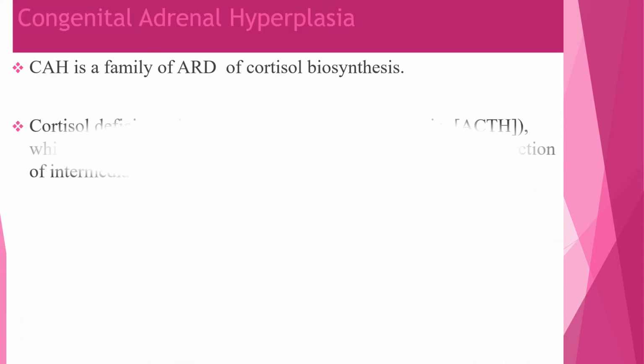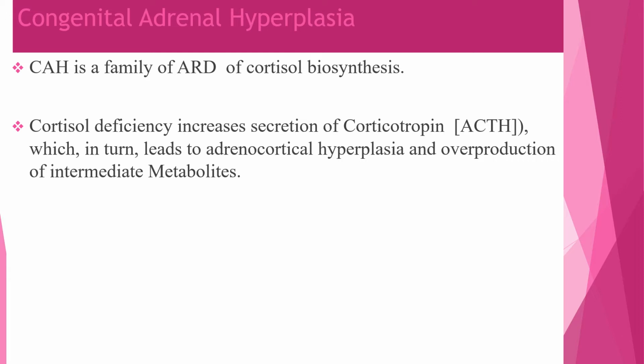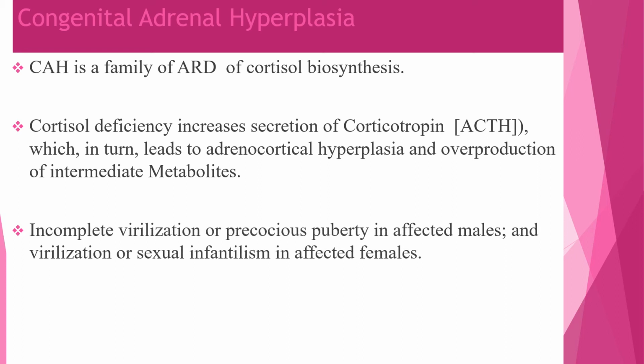Congenital adrenal hyperplasia is a family of autosomal recessive disorders of cortisol biosynthesis, and cortisol deficiency increases secretion of corticotropin, or adrenocorticotropic hormone, which in turn leads to adrenocortical hyperplasia and overproduction of intermediate metabolites. If males are affected, it causes incomplete virilization or precocious puberty, whereas in affected females, it causes virilization or sexual infantilism.